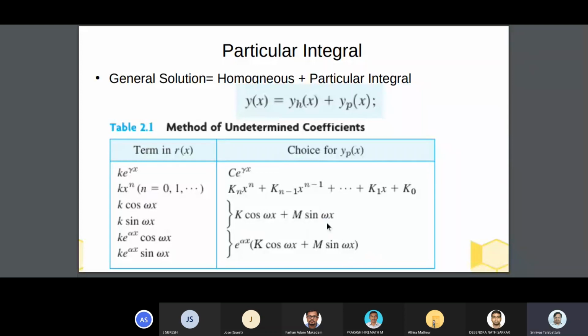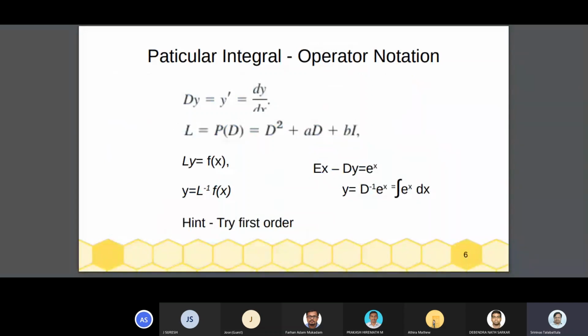And this table is found to work perfectly. These all have been tried already by almost everyone. Whoever learns will try this and form this table. Now, how do you find a particular integral in general, for some arbitrary function? That is the question. So there is a very interesting problem. We have to find out the particular integral. That is the real solving.